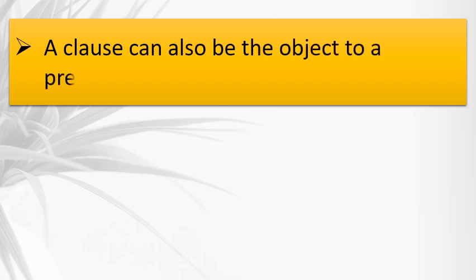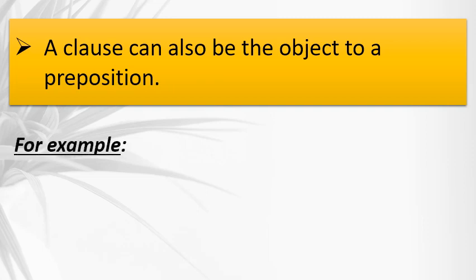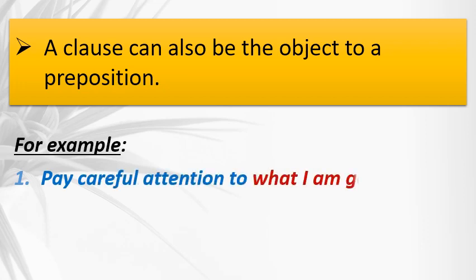A clause can also be the object to a preposition. First of all, let me clear what the meaning of clause is. A sentence which is part of a larger sentence is called a clause. To clarify it, let's see some examples. Number 1, pay careful attention to what I am going to say. As you can see, what I am going to say is a clause of the sentence, and it is an object to the preposition to.